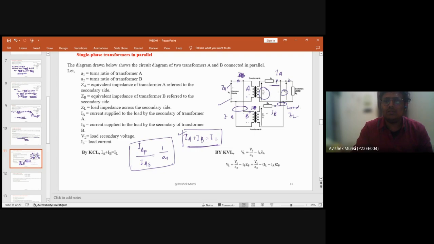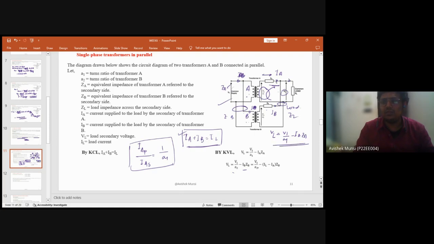that is V1 by A1 minus IAZ, or V1 by A2 minus IBZ. Both of these are correct. If you apply KVL here, you can see that VA is equal to VA1 minus the current flowing through, that is IAZA, the potential drop over here.